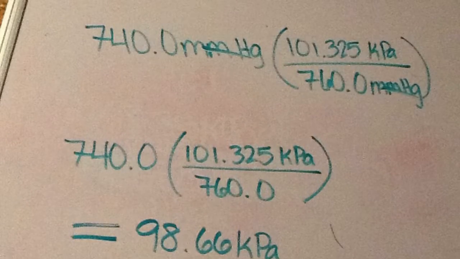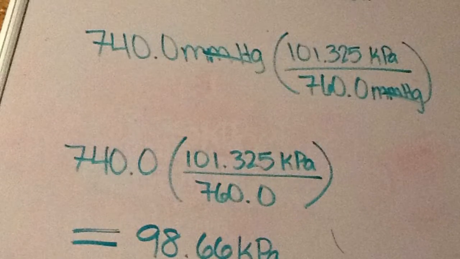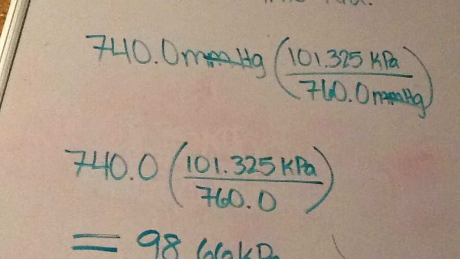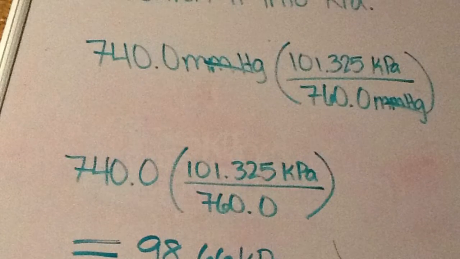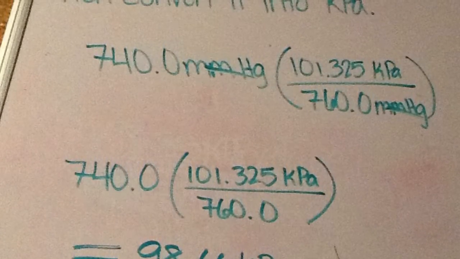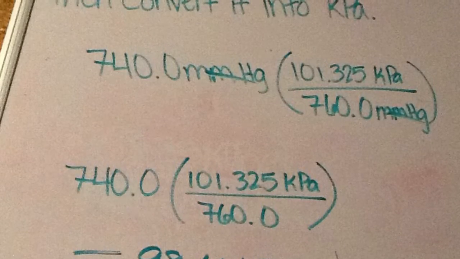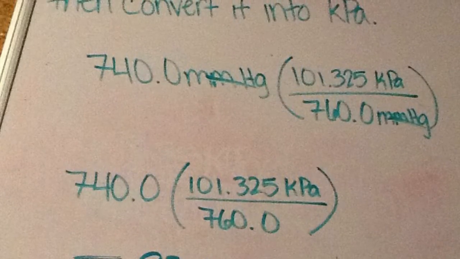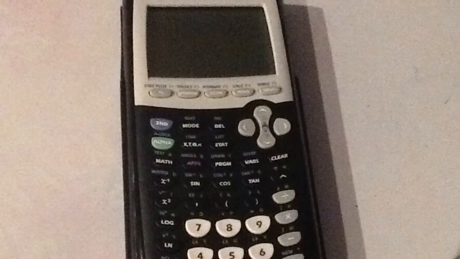Now you multiply 740 times 101.325 kPa over 760. Plug this into your calculator and you get the final answer as 98.66 kPa. Now on to number 4.